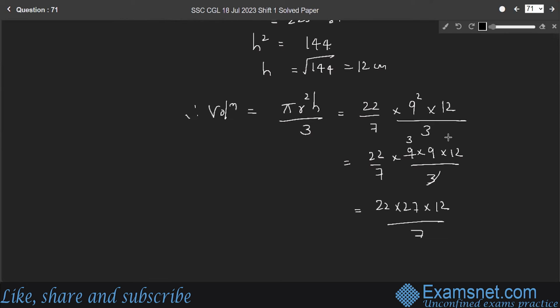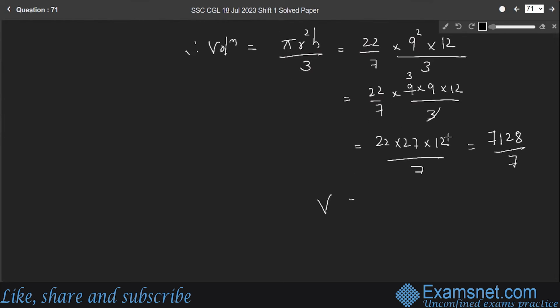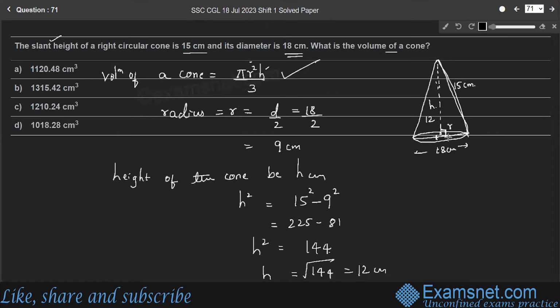So direct multiplication and division, you will get 7128 by 7. Finally, the volume of the cone is 1018.28 approximately. The unit is centimeter cube. Up to 2 decimal places it is enough according to the given options. So 1018.28, option D is the right answer.